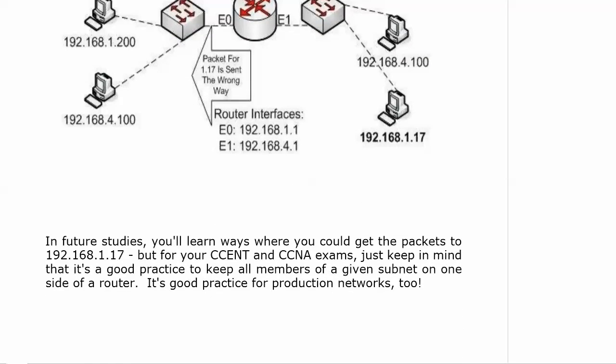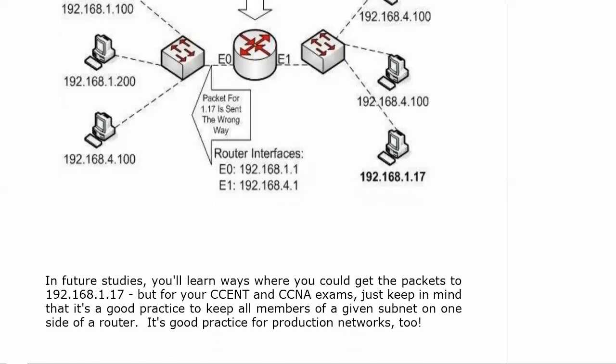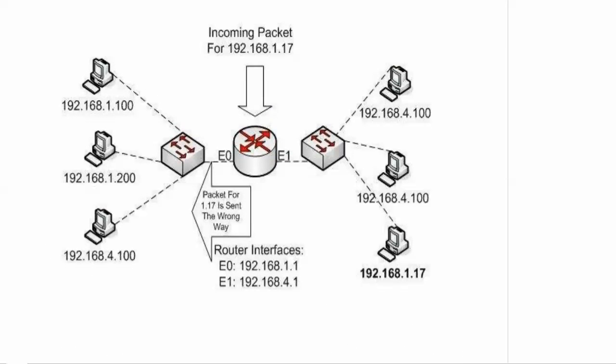Now, in future studies, you're going to see there are ways we could get the packets over to 1.17. It's not a hopeless case, but it just makes life so much easier. And if we keep all of our members of a given subnet on one side of the router, so to speak, it does make life a lot easier. It makes life easier in your labs, and it makes life easier in your production networks as well, and we really like that. This concludes our look at routing fundamentals.